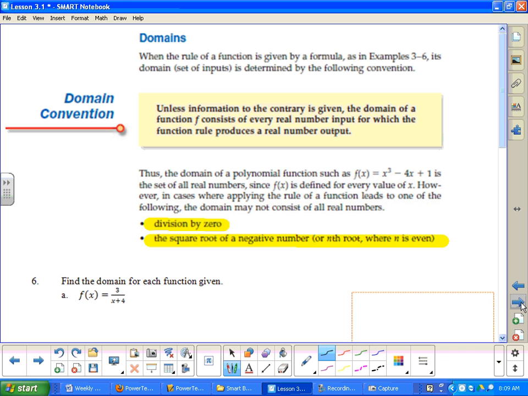Okay, domains. All right, when a rule of a function is given by a formula, its domain, the inputs, is determined by the following convention. Unless information to the contrary is given, the domain of a function f consists of every real number input for which the function rule produces a real number output. Okay, and so we have to think about when are there.